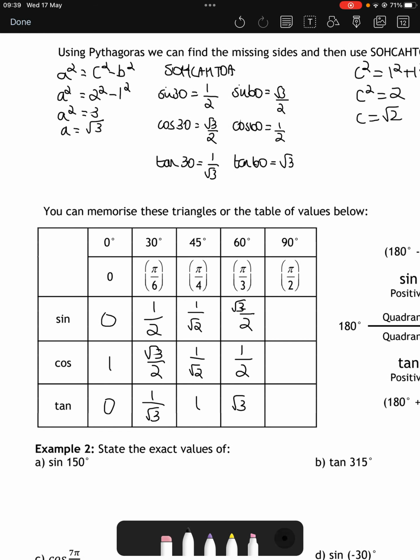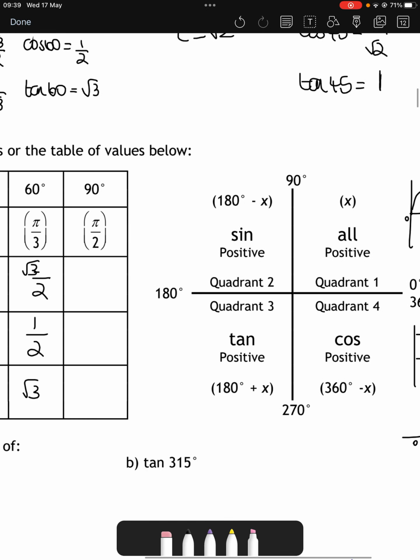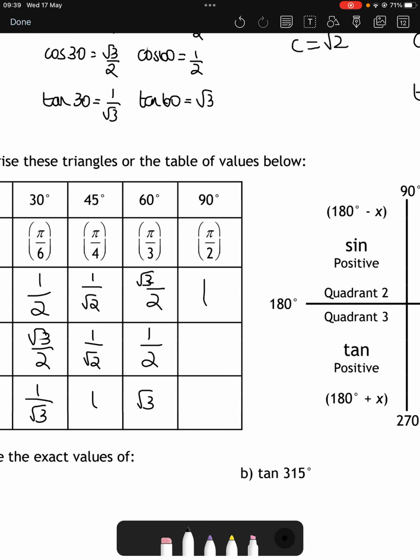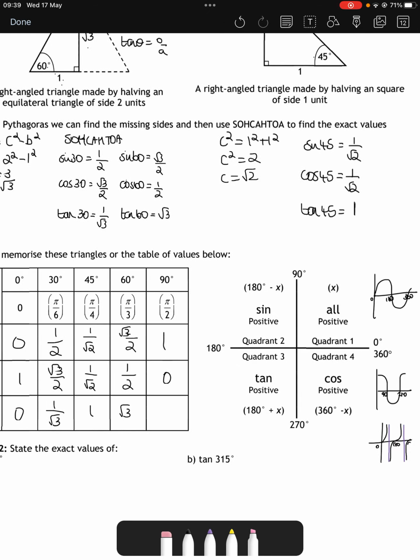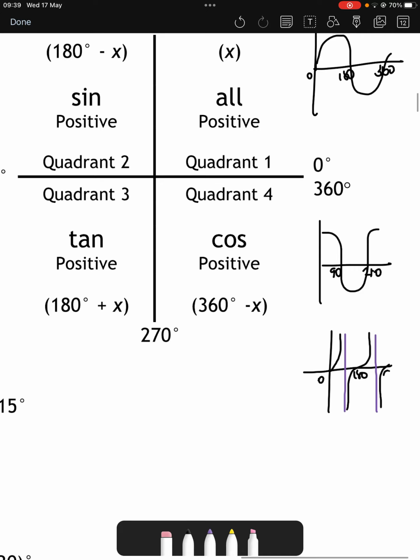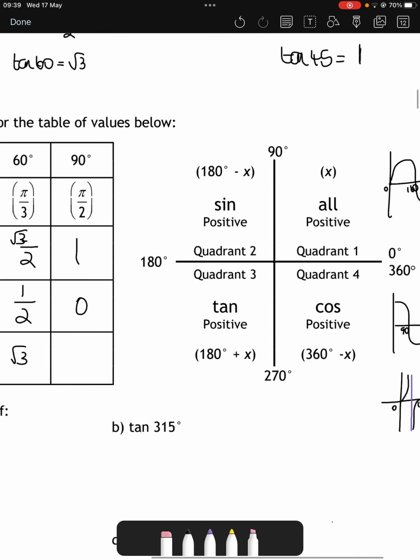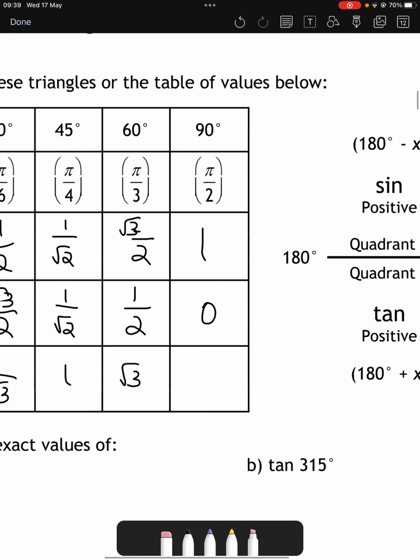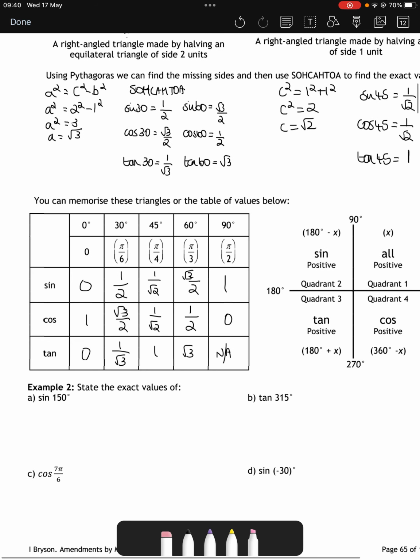Sine of 90, looking at your graph, is obviously 1, because it goes up to its maximum then. Cos of 90, however, is 0. It's at the graph. And tan of 90. So that's where it doesn't work, right? Not applicable. There's no value for there. So we tend to write not applicable. Okay, you can't get tan of 90. It is impossible.